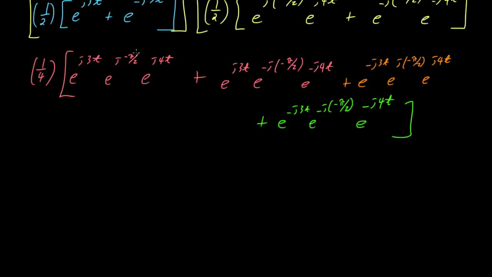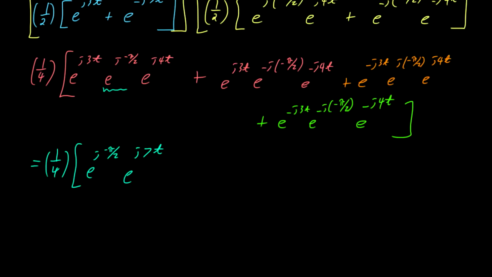For this one, I'm going to leave my phase. This one gives me my phase information, so I can leave that phase information out front. But the j3t and j4t, I can add those together, right? This whole thing is going to equal 1/4 times e to the j minus pi over 2 times e to the 3 plus 4, that gives me e to the j7t, right?